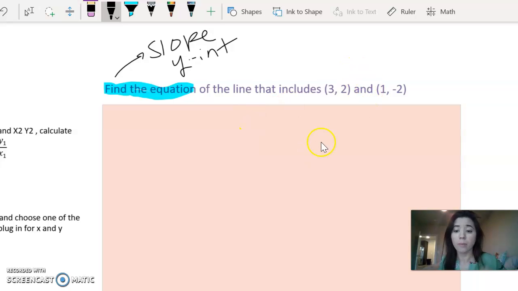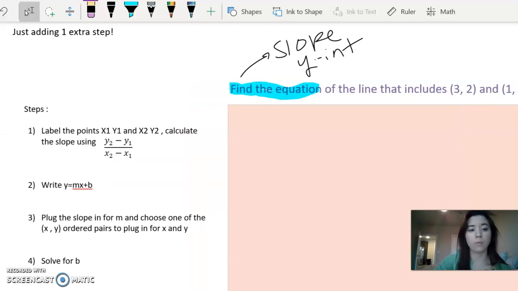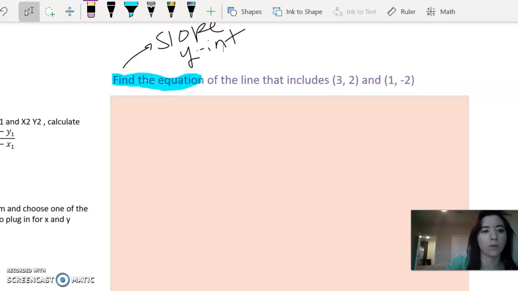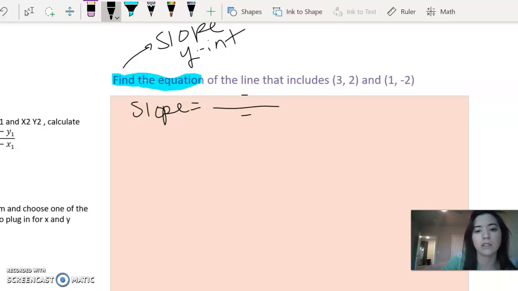I'm not given a slope, but hopefully you remember from our slope lesson back at the beginning of Unit 3, how we find slope is by labeling our points x1, y1, x2, y2, and then plugging them into this formula, y2 minus y1 over x2 minus x1. So the first thing I'm going to do is calculate my slope. This is x1, y1, because all ordered pairs are written (x, y). That's my first point, so those are my first ones. And then this is x2, y2.